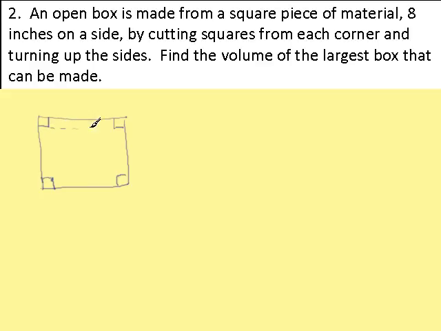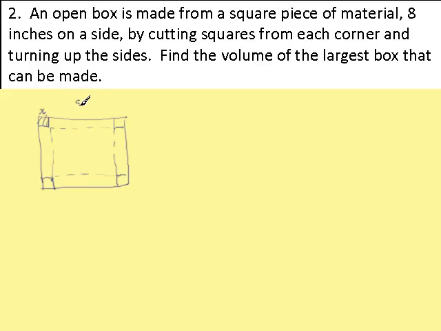And let's draw these dotted lines. So basically a box is going to be made by cutting out these square corners and folding along the dotted lines. Let's call x the side of the square. What we want to do is maximize the volume. So let's write down an expression for the volume.